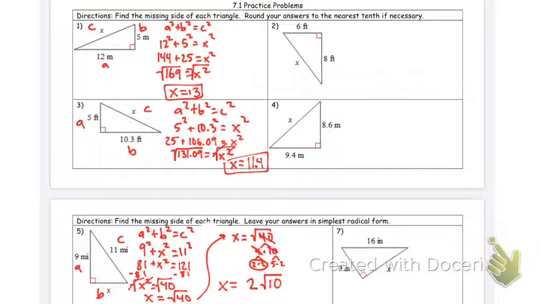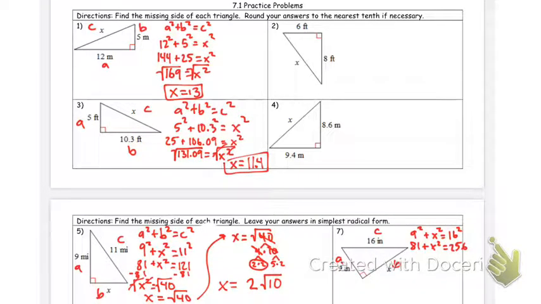All right, let's shoot for number 7 real quick. Again, I'm going to label. This is my C. We'll call this my A and this my B. So it's going to be 9 squared, which is A squared, plus B squared, which is X squared, equals 16 squared. And now let's do the math. 9 squared is 81, plus X squared equals 256.